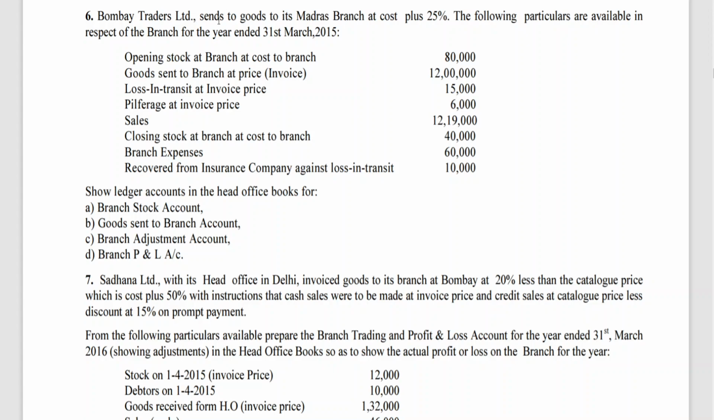Bombay Traders Limited sends goods to its Madras branch at cost plus 25%. The following particulars are available in respect of the branch for the year ended 31st March 15. Goods sent to branch at invoice price, 12 lakhs. Loss in transit at invoice price. Pilferage at invoice price. Sales. Closing stock at branch at cost to branch. Cost to branch is nothing but invoice price.